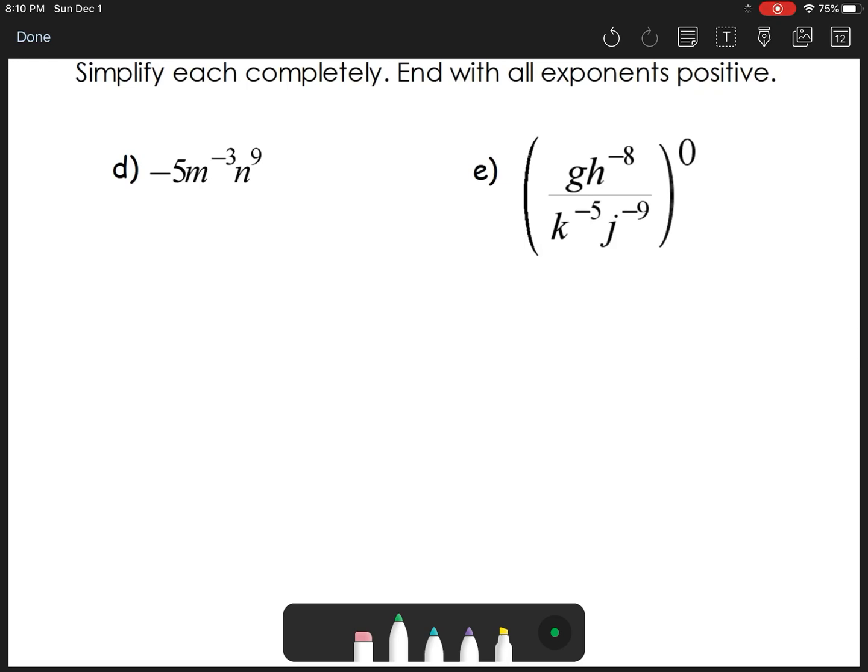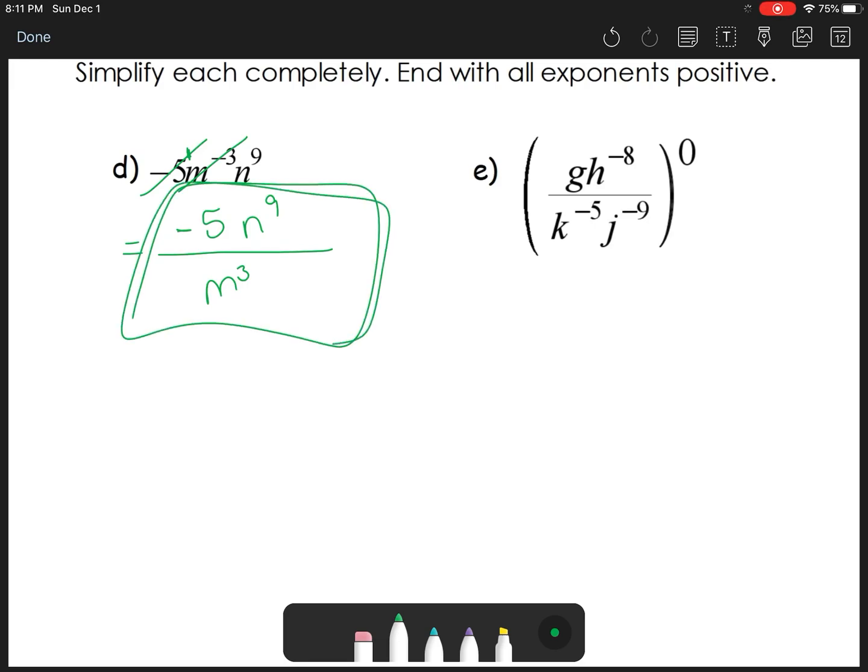Looking at D, we have negative 5 times m to the negative 3rd times n to the 9th power. So looking at this, recall that a negative exponent is different than a negative coefficient. So negative 5, this is technically negative 5 to the 1st power. So it's got a positive exponent, which means it gets to stay in our numerator. So we're going to have negative 5. Okay, m to the negative 3rd, well, we'll put that in our denominator to make it positive. And n to the 9th is already positive, so our answer would be negative 5 times n to the 9th divided by m to the 3rd. Again, negative 5 is a negative number, so it gets to stay. If we have a negative exponent, we need to make it positive. So just keep in mind that there's a difference between exponents and those coefficients.